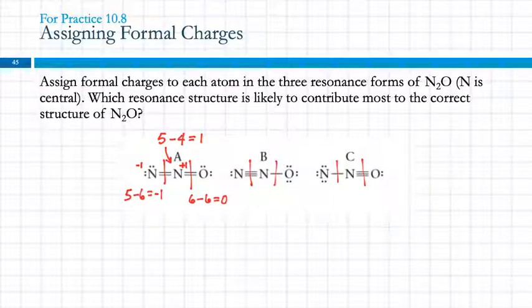Okay, so let's look over here. Nitrogen brings in 5 and leaves with 5. So that's 0, right? Nitrogen brings 5, leaves with 1, 2, 3, 4. So 5 minus 4 is positive 1. Oxygen brought 6, and it's leaving with 7, so minus 1.